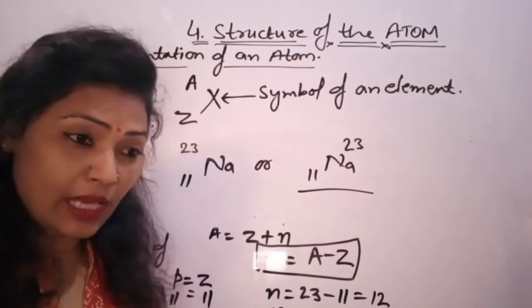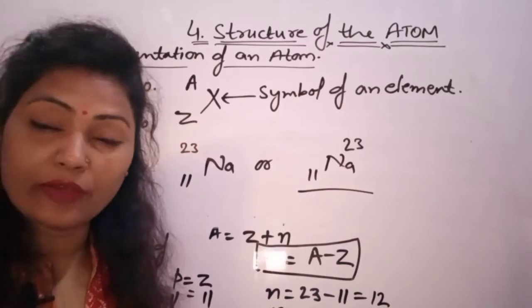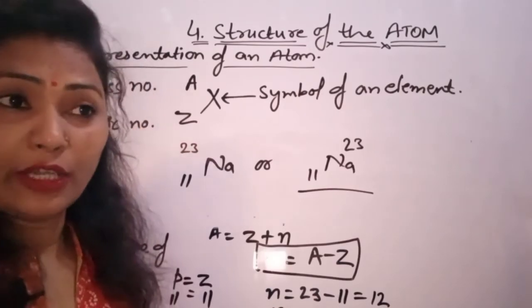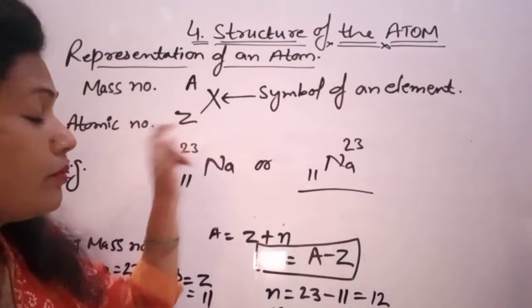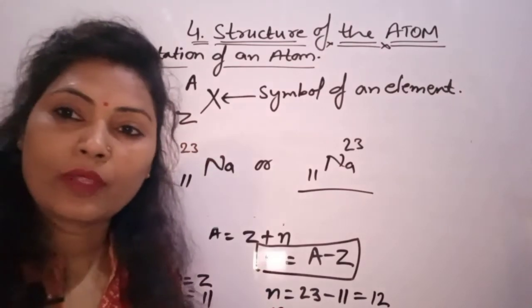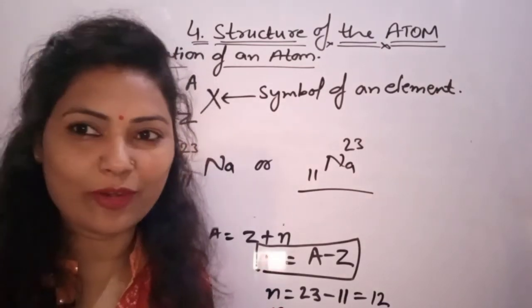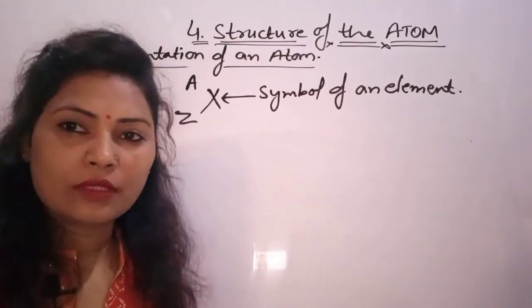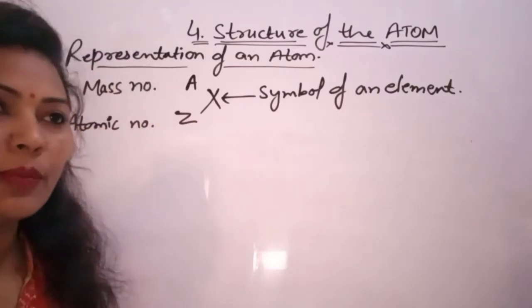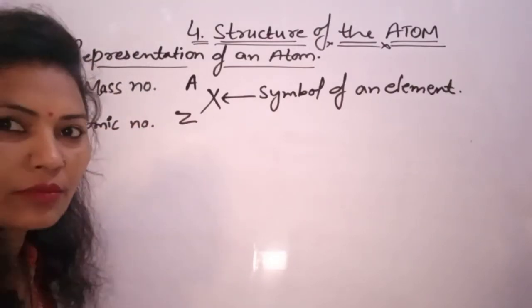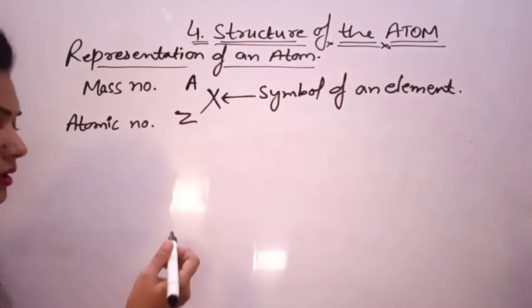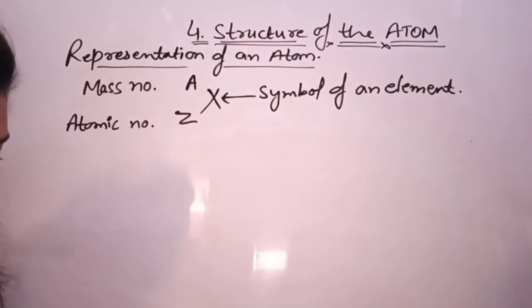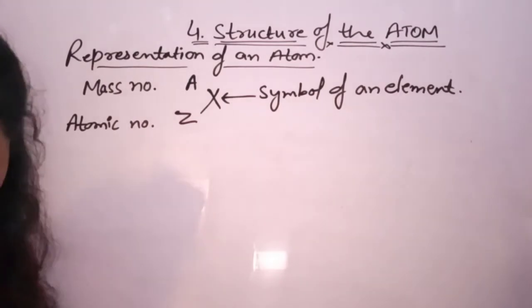With the help of this symbol of an element we can find the atomic number and the mass number easily, because atomic number is always equal to the number of protons present in the nucleus. Now let me discuss the problems which will be based on the atomic number and mass number. So you can write the problems based on atomic number and mass number. Let us discuss these problems.